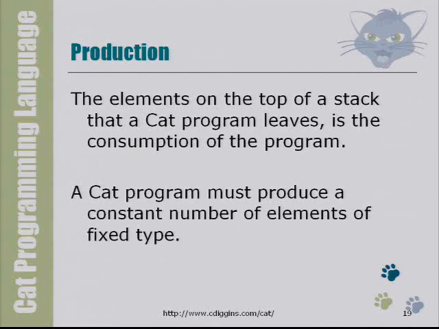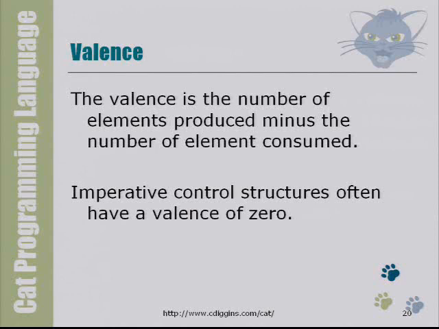And of course, we also have production. It leaves results on the stack, and it can leave multiple results. The same as consumption, every program must produce, under all circumstances, a constant number of elements of fixed type. There's another concept, valence: the number of elements produced minus the number of elements consumed. So imperative control structures like while and if often have a valence of 0.